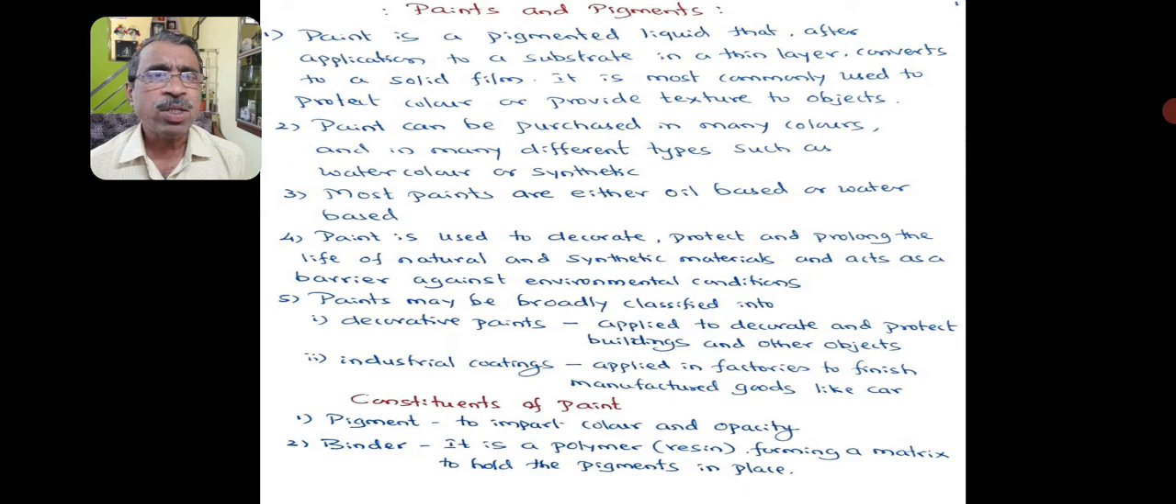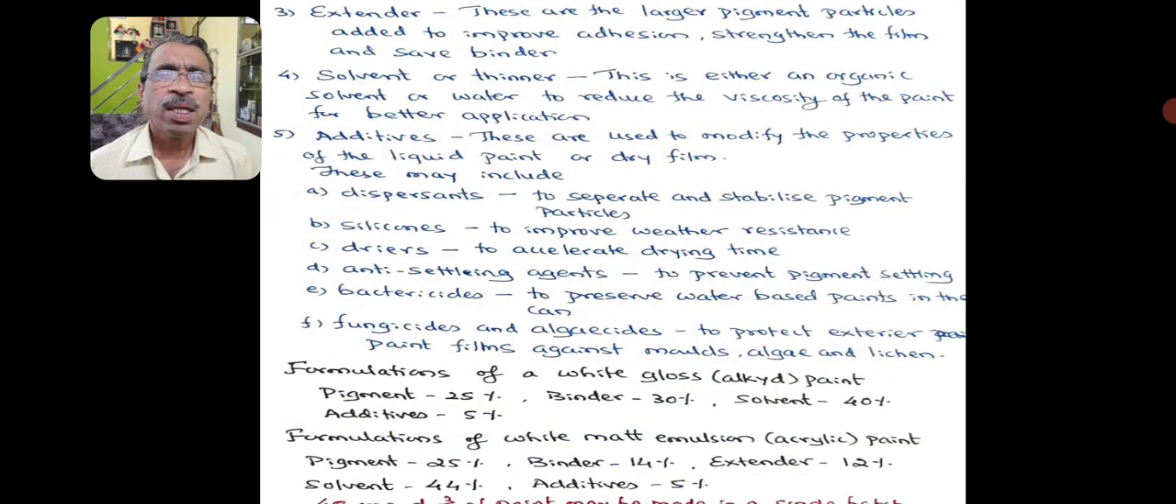The paint contains the following constituents. Number one, the pigment. This is used to impart color and opacity. Another one is the binder. It is a polymer, that is a resin, forming a matrix to hold the pigments in place. Third one is an extender. These are large pigment particles added to improve adhesion, strengthen the film and save binder.